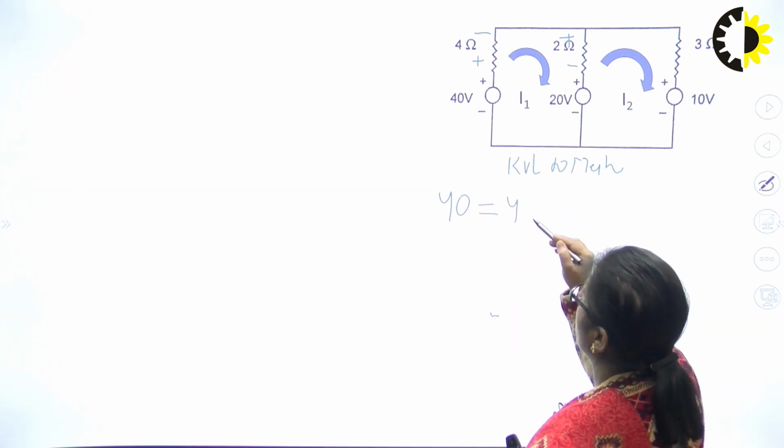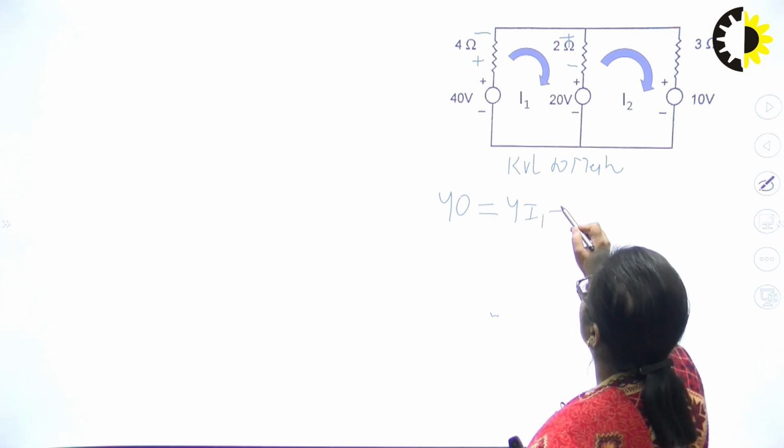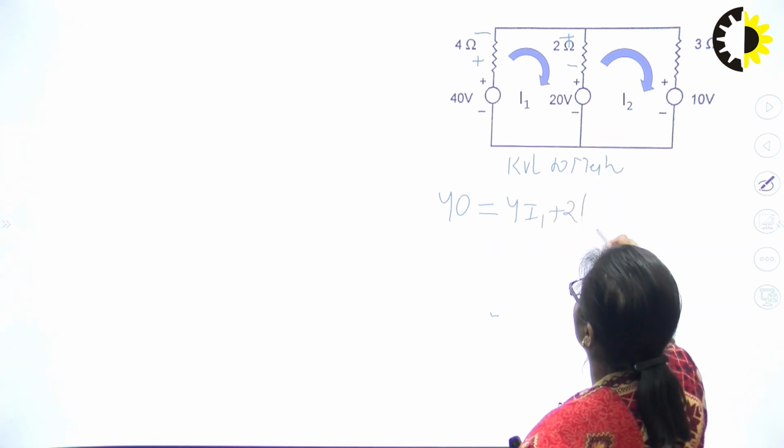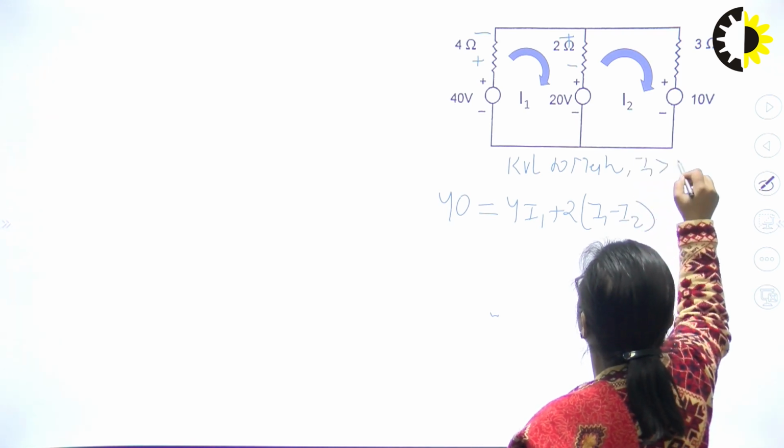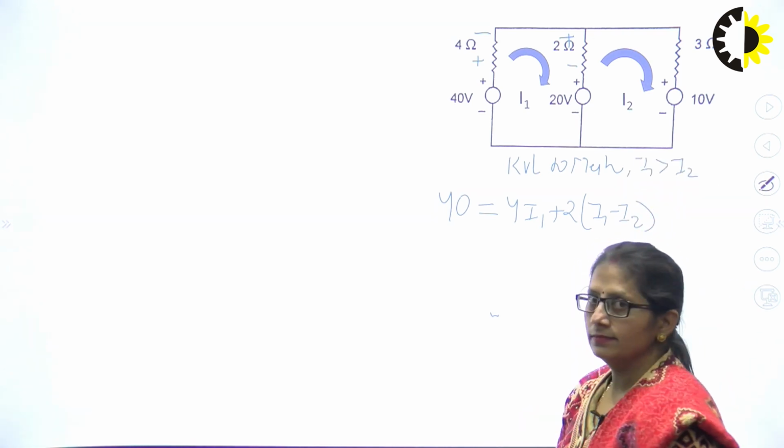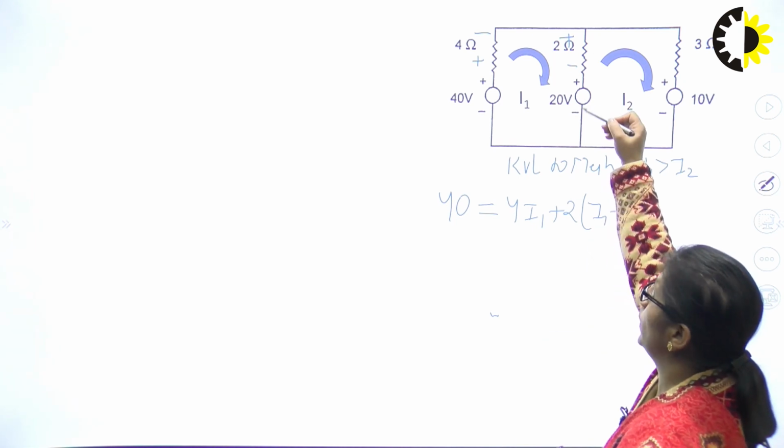What is the current flowing in 4? I1, okay, plus 2. What is the current flowing in 2? That is I1 minus I2, considering that I1 is greater than I2, right? One more left, that is 20.